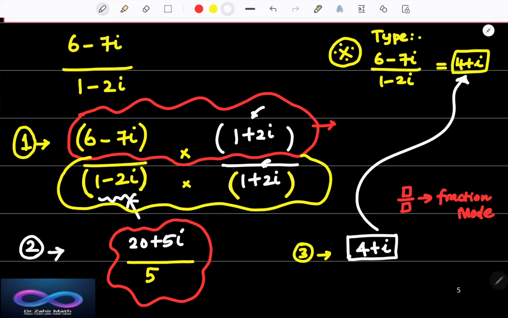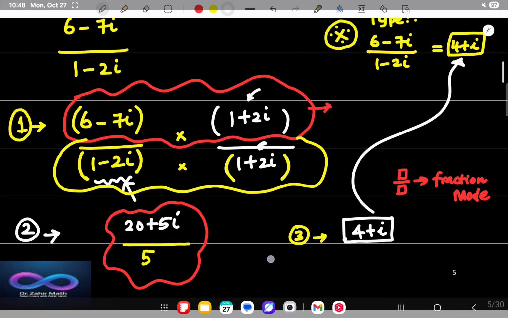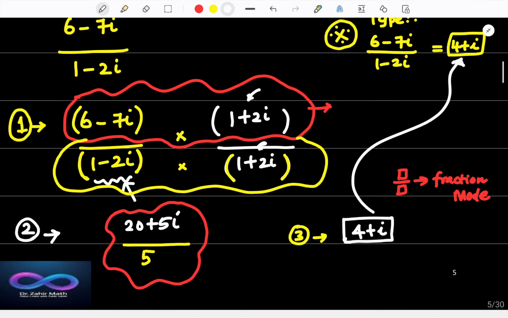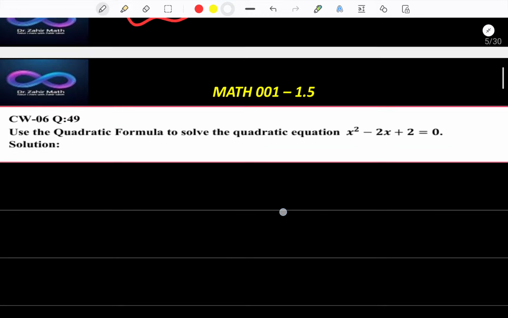But you are not supposed to write the answer directly. So how many steps do you have to write? 3 steps you have to write to get the answer. But everything you are doing by what? Calculator. Clear, all of you? Right. Let's go to the next question.